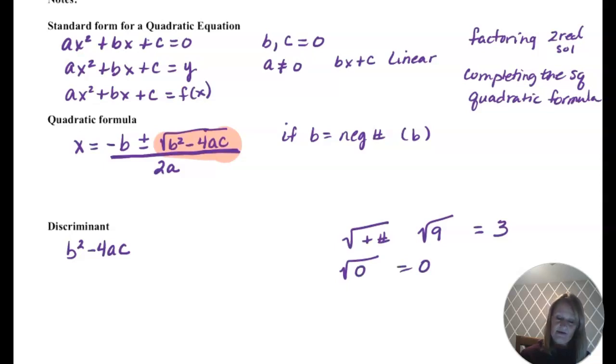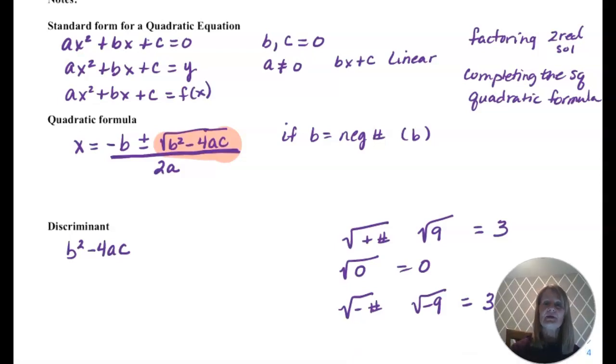And if I have the square root of a negative number, like maybe a negative 9, then that's when I have my imaginary number, and it would be 3i. So that's what we're going to be talking about as we do this here: what's under the radical. What kind of number is under the radical? That's going to tell me how many answers I have.